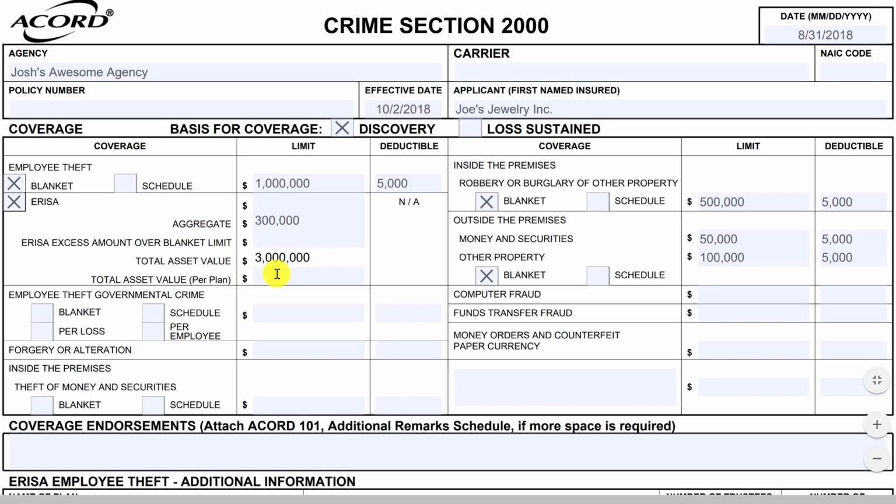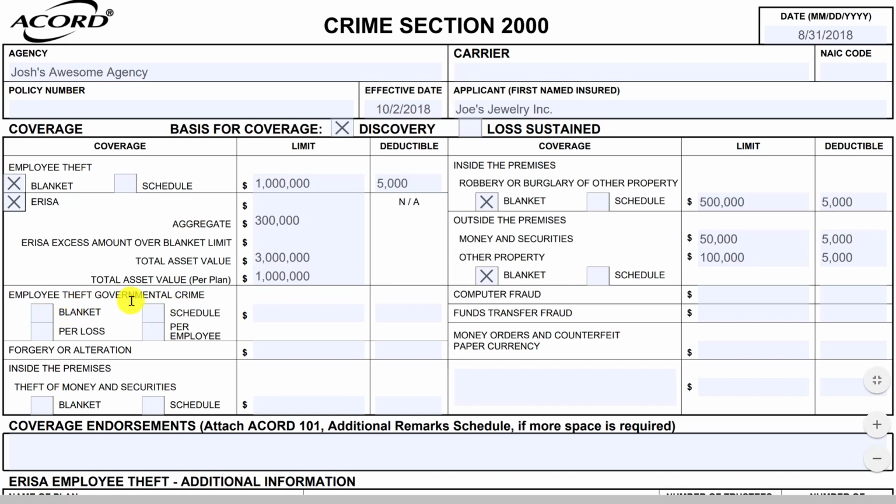Check my math there, but I think I'm right. Okay, per plan you would put in here. I'm just throwing numbers out here. Sorry, guys. This obviously can vary widely based off of the plans and the person, but these are like 3 extremely wealthy people with big plans.